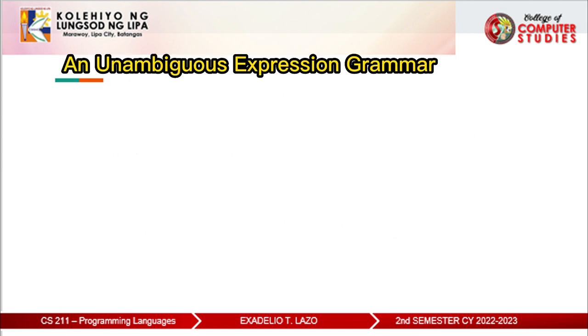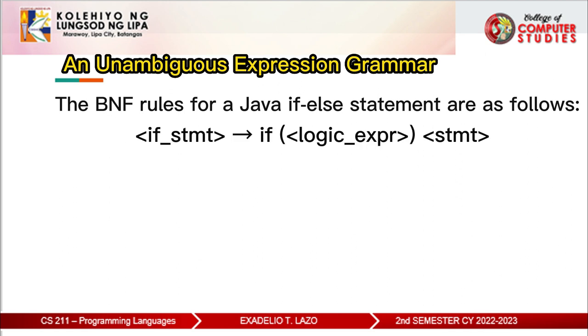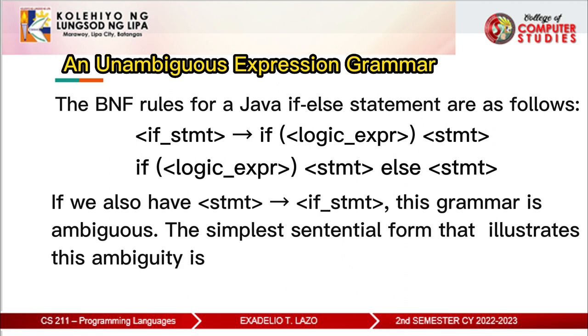An unambiguous expression grammar. The BNF rules for a Java if-else statement are as follows. <if_stmt> → if (<logic_expr>) <stmt> | if (<logic_expr>) <stmt> else <stmt>. If we also have <stmt> → <if_stmt>, this grammar is ambiguous.